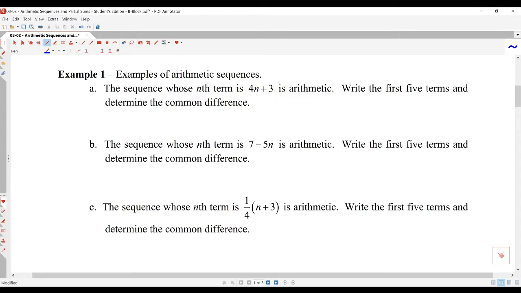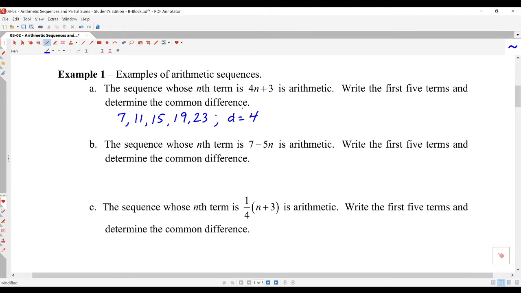So again, to get the first term, I plug in 1. So 4 times 1 plus 3 is 7. Plug in 2. 4 times 2 is 8, plus 3 is 11. Plug in 3. 4 times 3 is 12, plus 3 is 15. Plug in 4. 4 times 4 is 16, plus 3 is 19. And you plug in 5. 4 times 5 is 20, plus 3 is 23. And those are the first 5 terms. The common difference, if you take any term and subtract the term before it, we get 4 for a common difference.